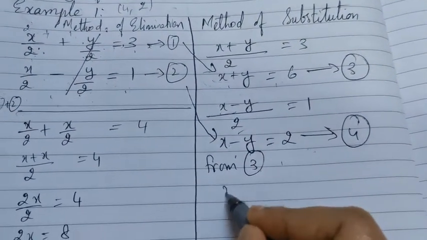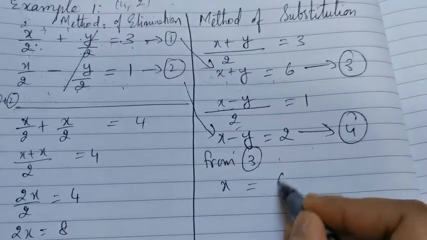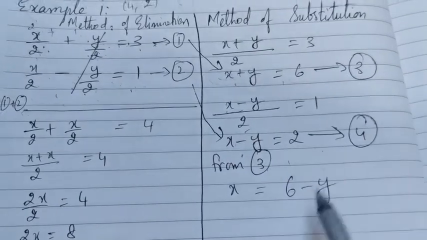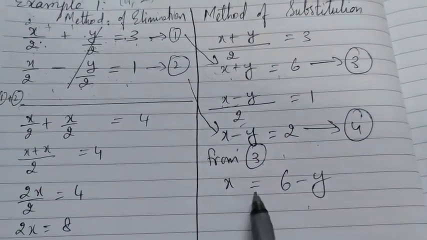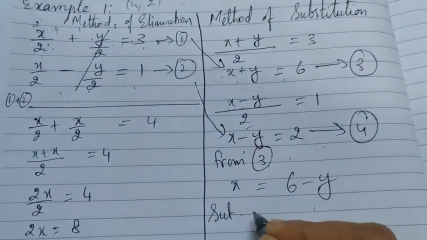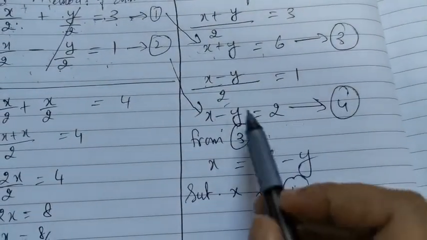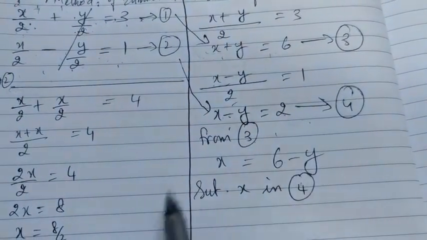From 3 we will get the value of x. The value of x is equal to 6 minus y. So from 3, x is equal to, when y goes to the other side, it becomes 6 minus y. Now this value we will substitute in the fourth equation. Now what is my fourth equation? x minus y is equal to 2.